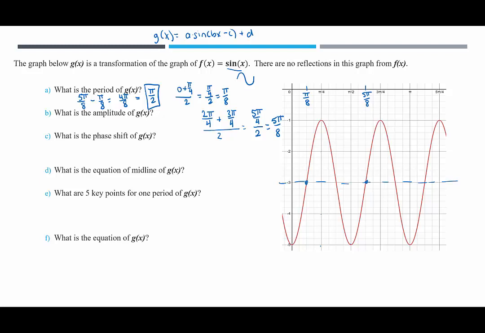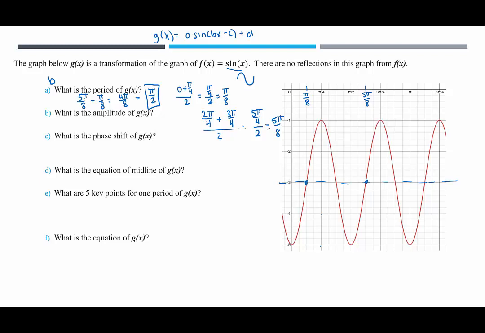Now, which variable does the period correspond to in our equation for g of x? It's not exactly, but it corresponds to the b. We use the period to determine the b value. So this is going to help us determine the b of the equation. We can go ahead and figure out b now since we're going to have to do it eventually. We might as well do that while we're here.